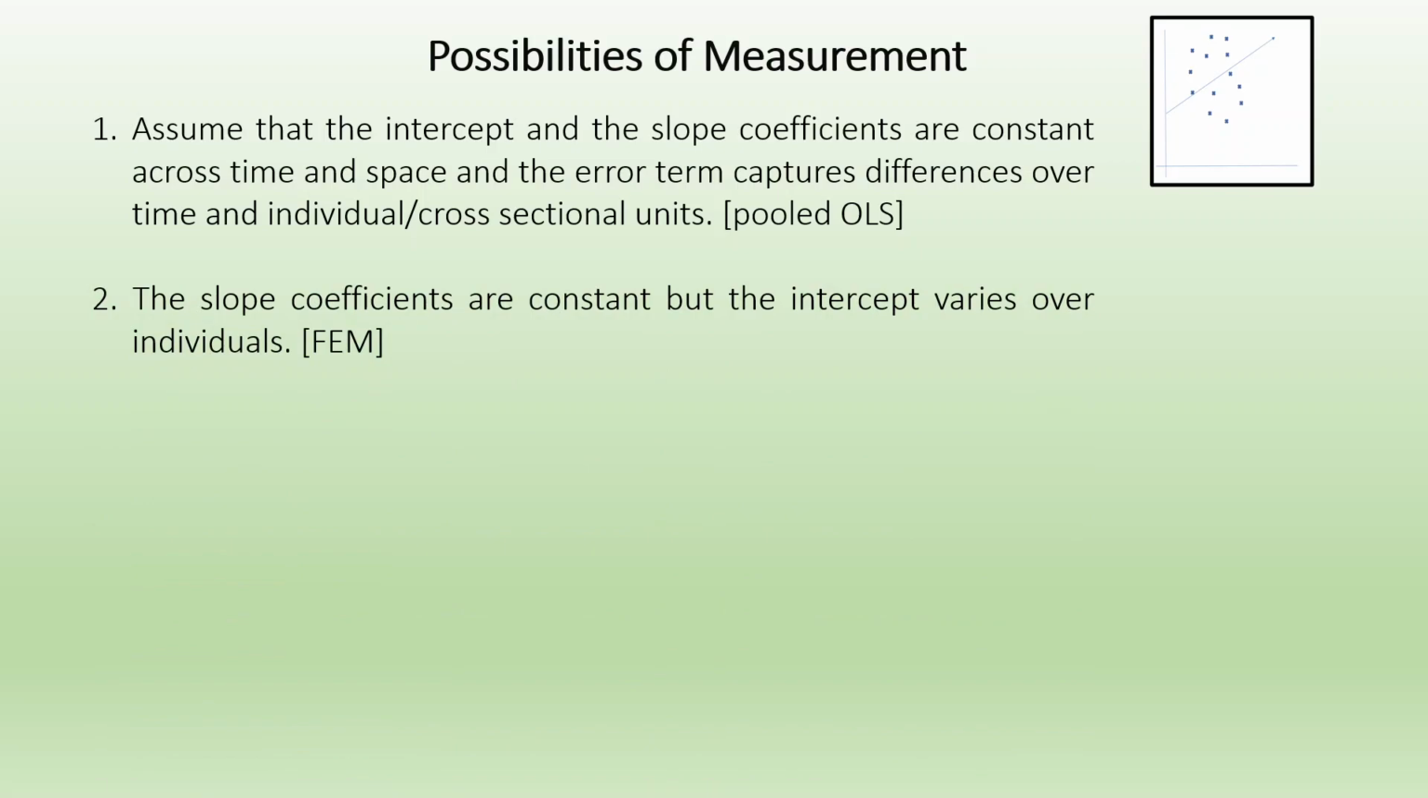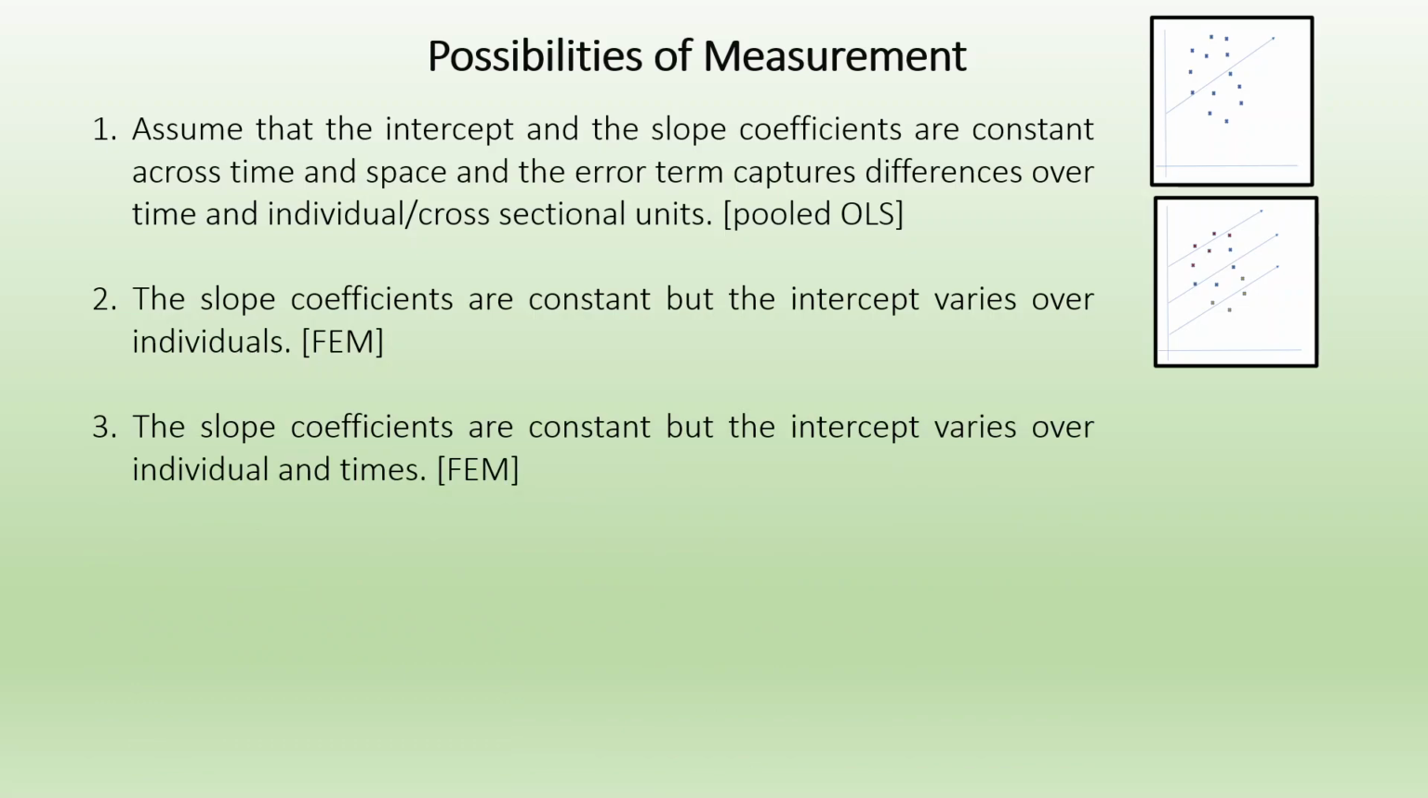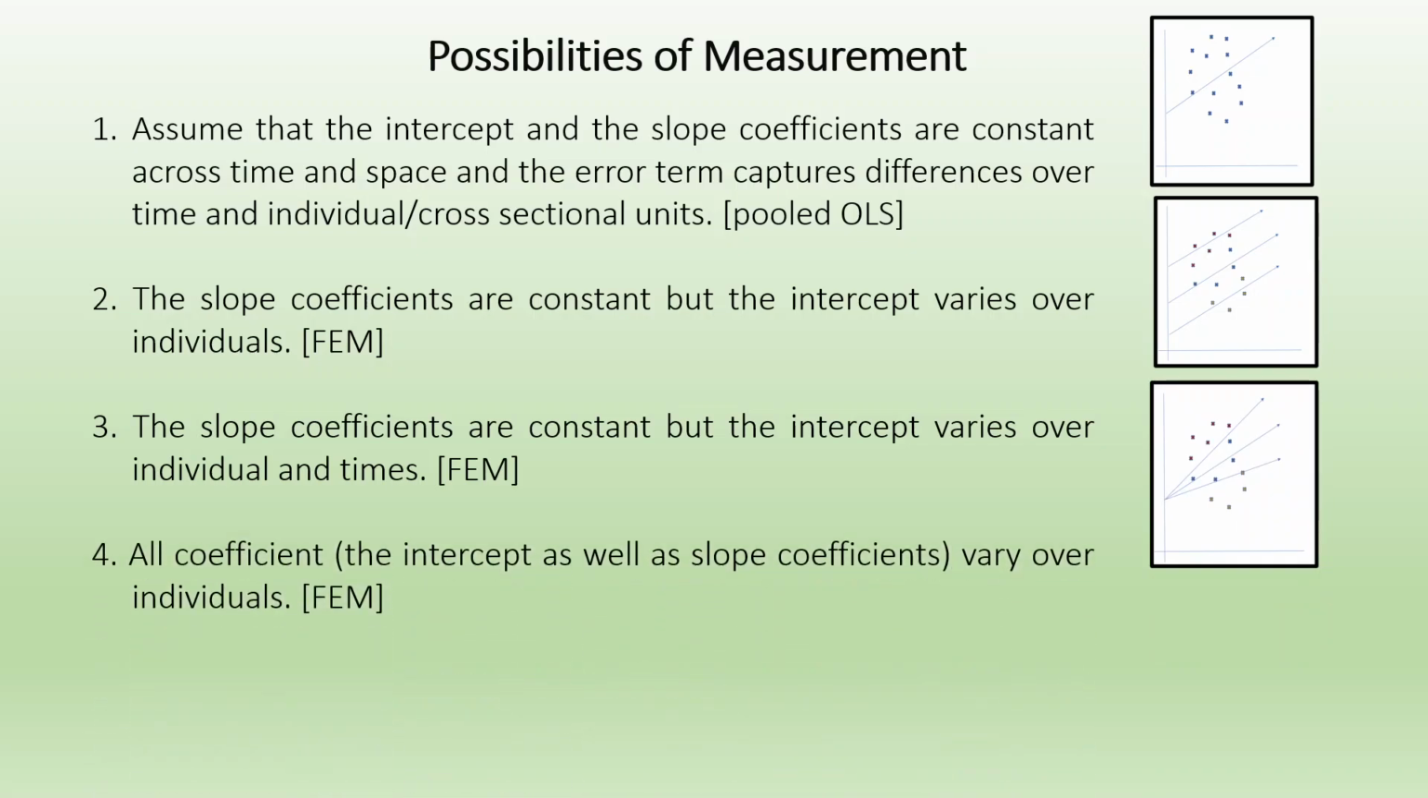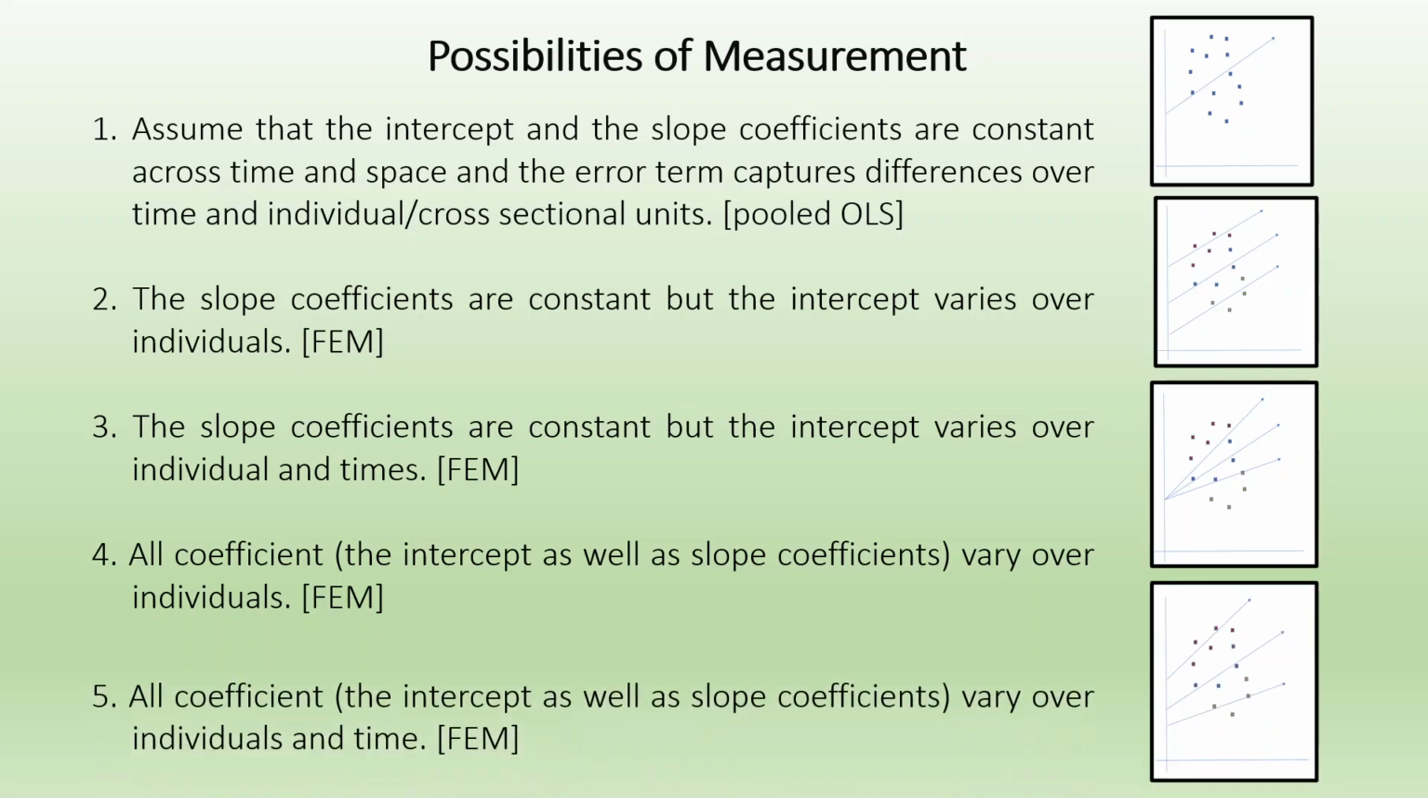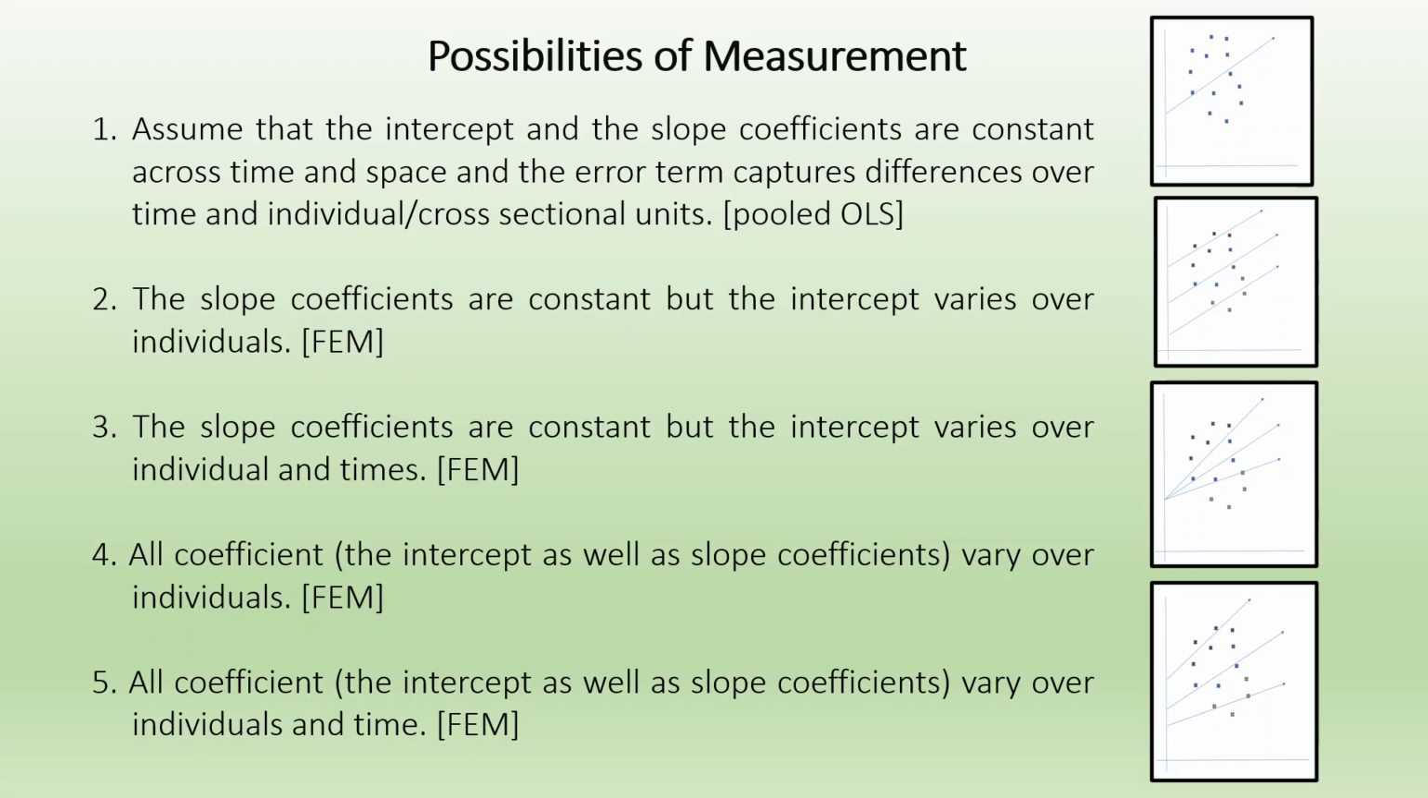Second, the slope coefficients are constant but the intercept varies over the individual. That is a fixed effects model. So we consider different intercepts for the different cross-section units, but slopes are assumed to be constant. Third, the slope coefficients are constant, but the intercept varies over the individuals and time. Fourth, all coefficients, that is the intercept as well as slope coefficients, vary over individuals. And the fifth possibility: all coefficients vary over individuals and time.